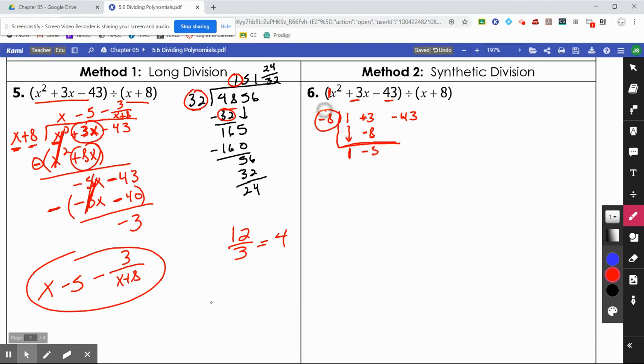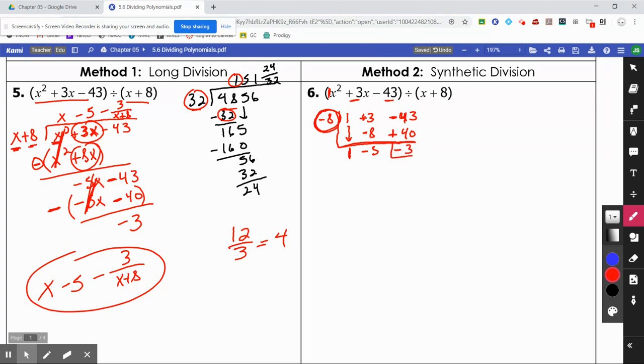Once something gets below the box, we multiply it by this number. Negative 8 times negative 5 is a positive 40. Now you have a negative 43 and a positive 40 in the box. Combine them. Negative 43 and a positive 40 is a negative 3. And I like to put a box around it.